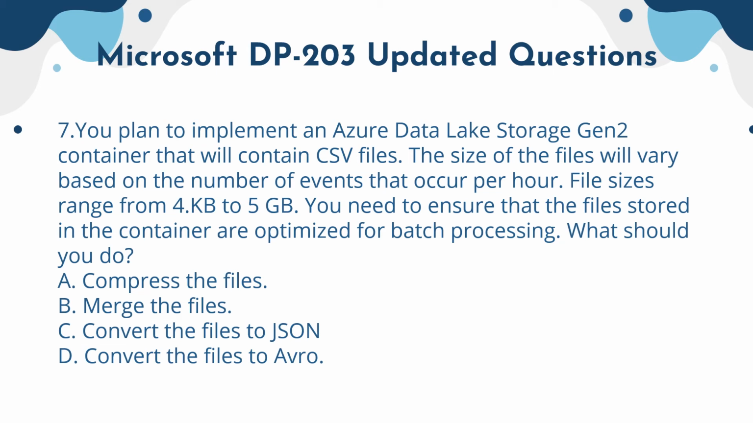7. You plan to implement an Azure Data Lake Storage Gen 2 container that will contain CSV files. The size of the files will vary based on the number of events that occur per hour. File sizes range from 4 KB to 5 GB. You need to ensure that the files stored in the container are optimized for batch processing. What should you do? A. Compress the files. B. Merge the files. C. Convert the files to JSON. D. Convert the files to Avro.